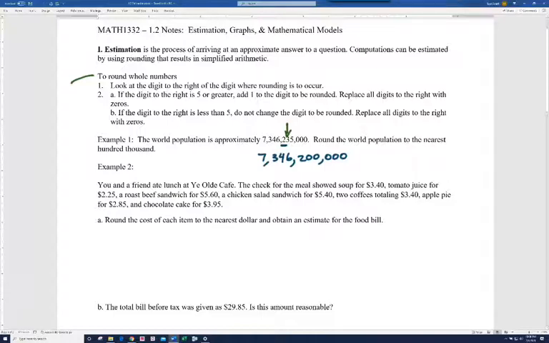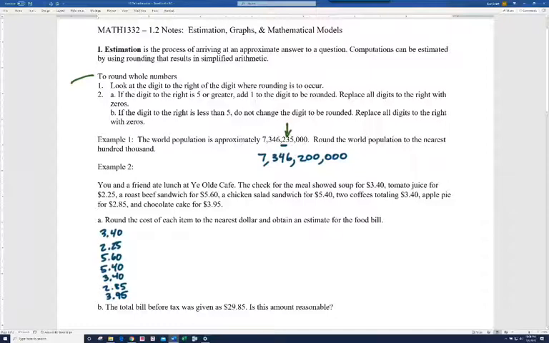On example 2, it says, you and a friend ate lunch at Ye Olde Cafe. The check for the meal showed soup for $3.40. And I'm not going to read all the rest of it, but you have these prices for these different items. It says in part A, round the cost of each item to the nearest dollar and obtain an estimate for the food bill. All right, so I'm going to go ahead and write down all the prices. Really, that's all that matters here, is we want to get a total of the prices. So we have $3.40, $2.25, $5.60, $5.40, $3.40, $2.85, and $3.95.